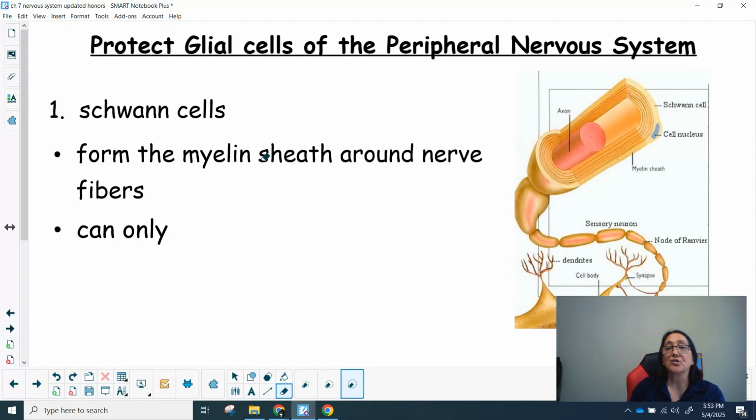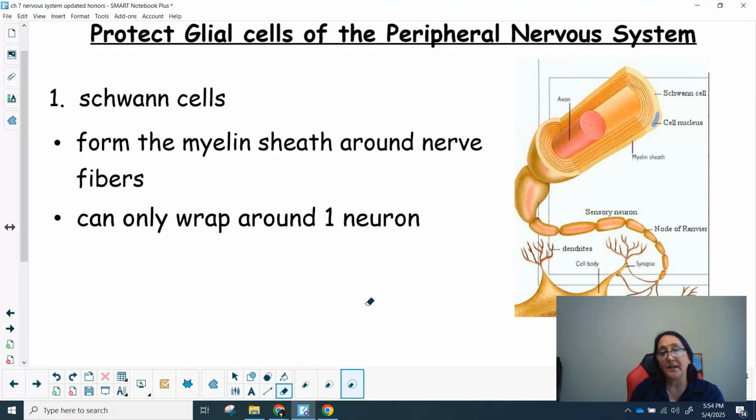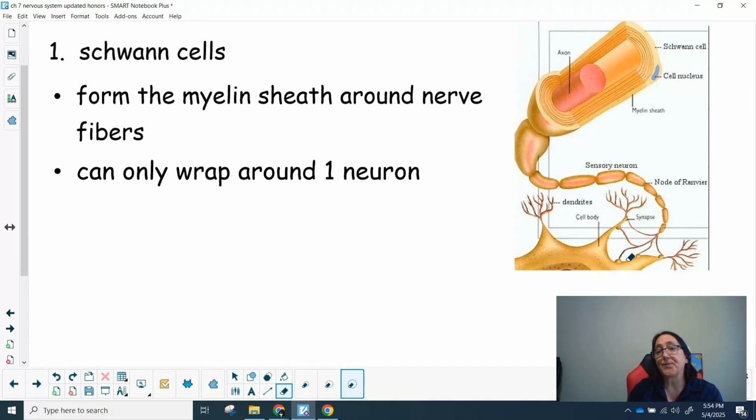cells. And so Schwann cells form a myelin sheath around the nerve fibers of the peripheral nervous system, and they can only wrap around one neuron. So one cell is going to basically wrap, that Schwann cell has lots of layers, and the whole cell is actually wrapped around the axon of the nerve cell. And so that's basically what a Schwann cell does. It forms that myelin sheath.